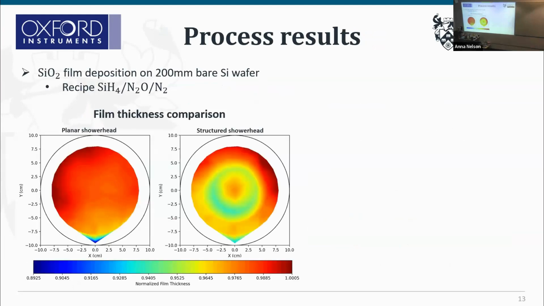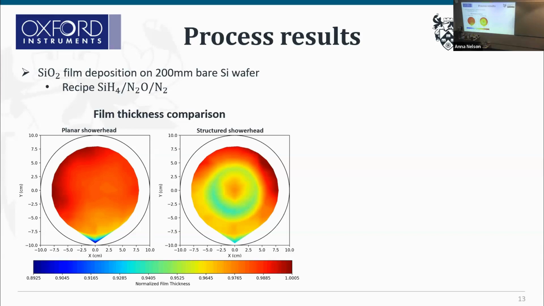So now, if we directly compare a planar shower head and the structured shower head, this is the mapping of the wafer. This plot is the 2D representation of the film thickness which is being deposited on the wafer for a planar case as well as the structured shower head case. And for the ease of comparison, they are on the same scale right now. And we can clearly see that the cavities on the shower head are playing their role, and it is reflected in the process results on the wafer.